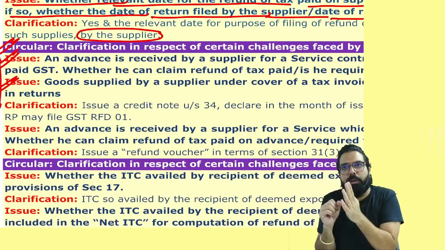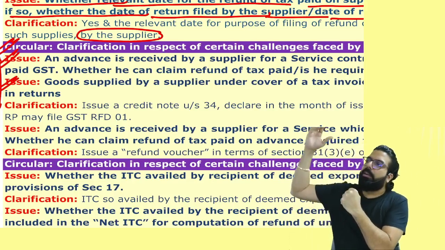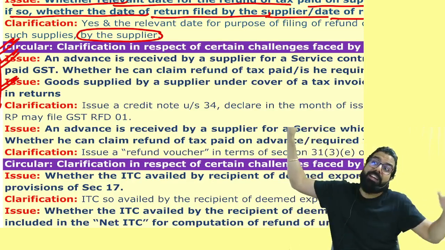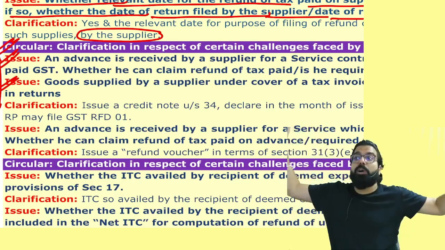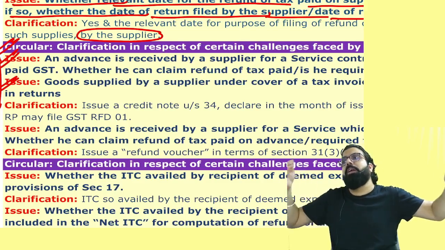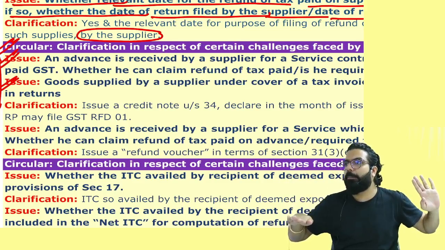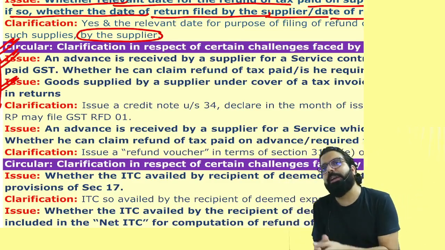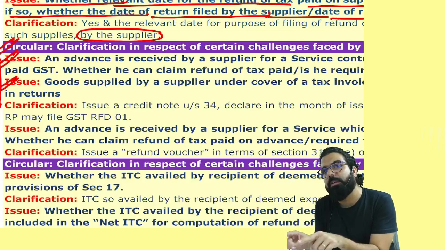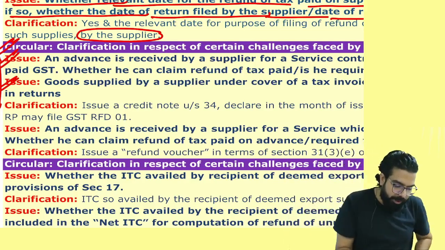I received an advance. I paid the GST to the government. I issued a tax invoice. If a tax invoice is already issued, now government will not give a refund. You can go ahead and issue a credit note and adjust. Is my point clear? If there is no liability to adjust, then you can file a refund application. Everyone over here now, listen.